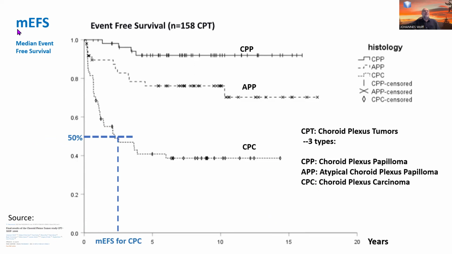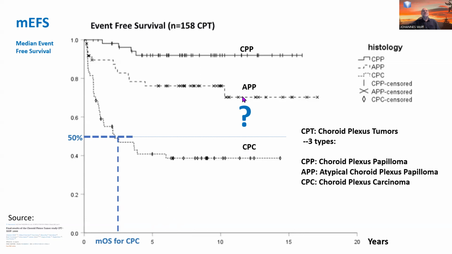You can do the parallel here with median event-free survival. And the way to do this is you go on the y-axis, find the 50%, in this case it's 0.5, curve, and then you go down, and then you can read the median event-free survival for this diagnosis, choroid plexus carcinoma. And it's about 2.5 years.